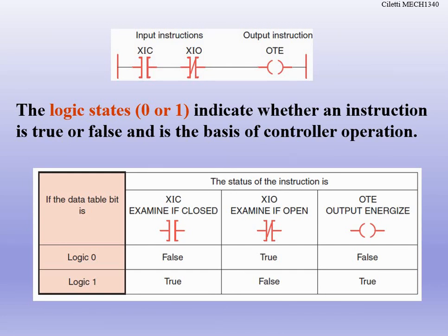Another way you could look at this is, if we're looking at the examine if open, and our logic is a 1, it's going to keep that normally closed contactor closed, but remember, we're examining if it's open, so it's going to keep it false, but it's going to output the energize coil and keep it on. So logic 1 will still keep that on. Logic 0 will turn it off, if that makes sense.